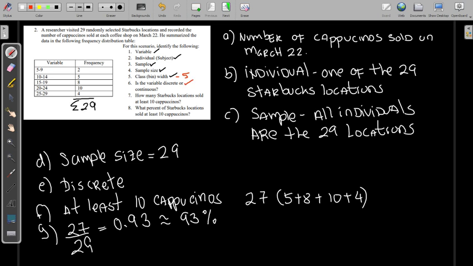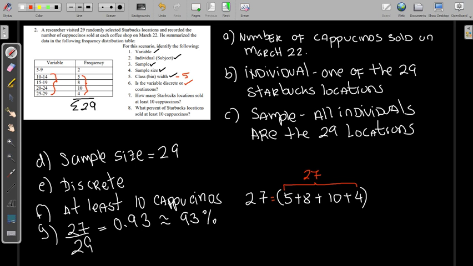Now, is the variable discrete? We answered that question. How many Starbucks locations sold at least 10 cappuccinos? From this point on, that's where you sold 10 or more cappuccinos. So you need to count how many of these locations, and I think I did it here. You add the numbers of locations that have sold 10 or more. And the answer is 5 plus 8 plus 10 plus 4. So here we have 27 locations that sold at least 10.